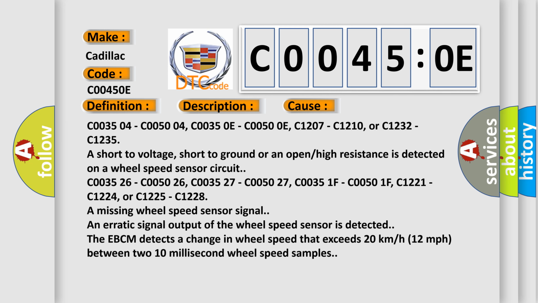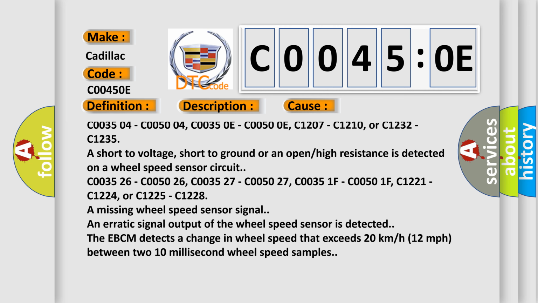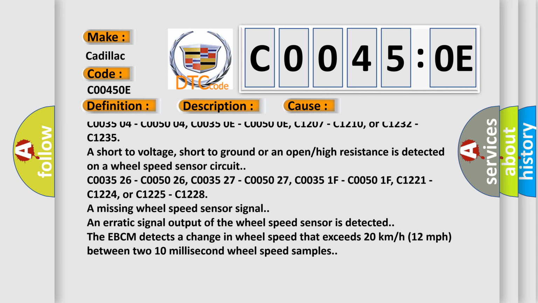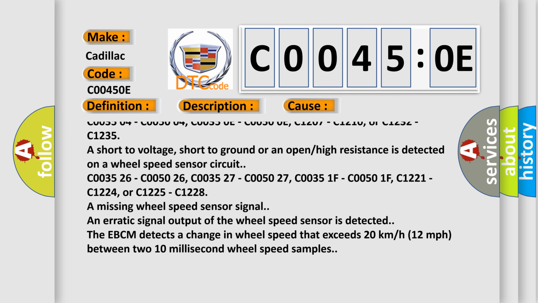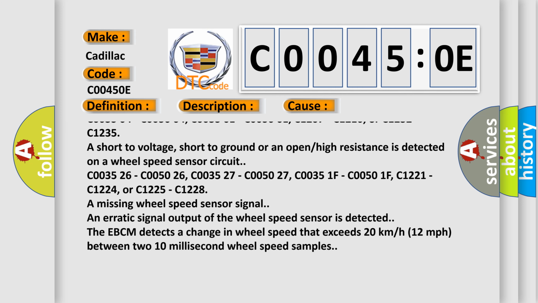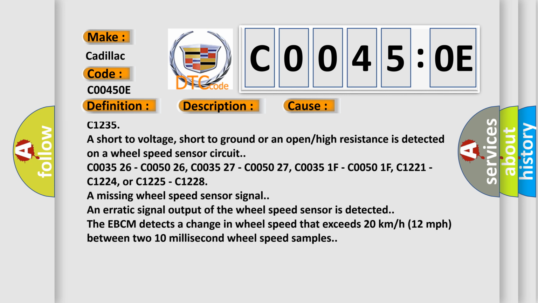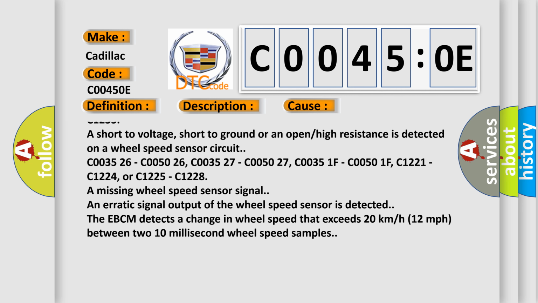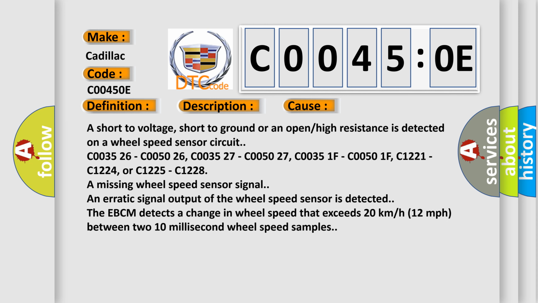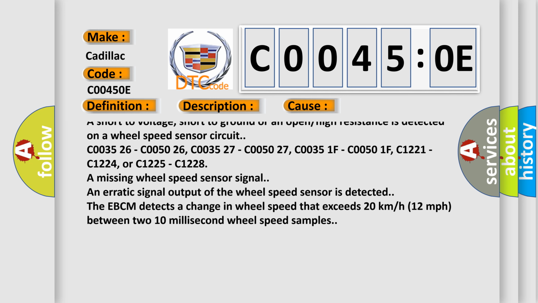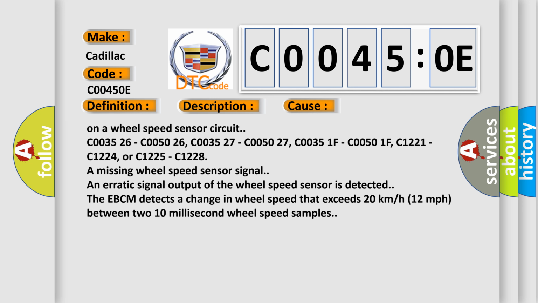C003504, C005004, C00350E, C00500E, C1207, C1210, C1232, or C1235. A short to voltage, short to ground or an open high resistance is detected on a wheel speed sensor circuit.